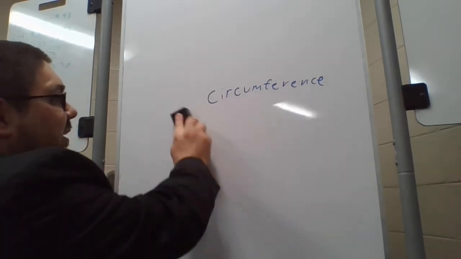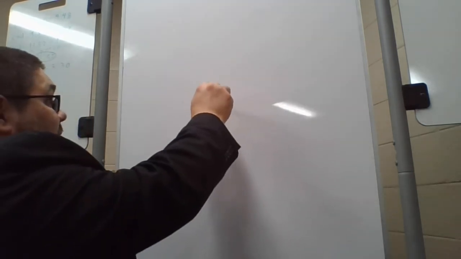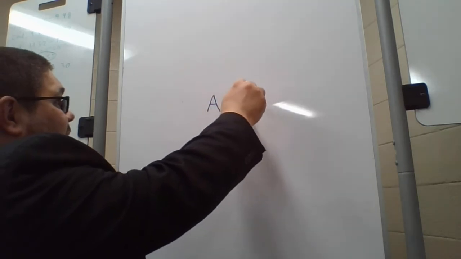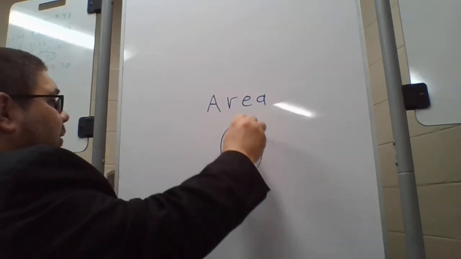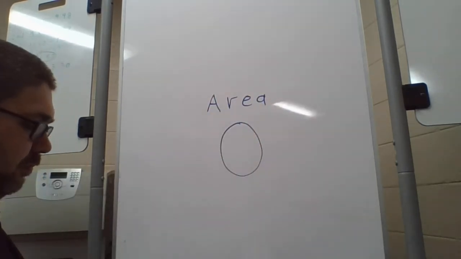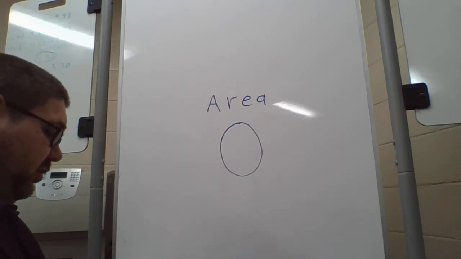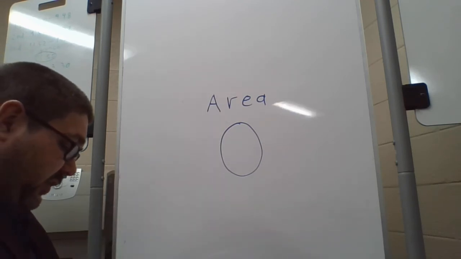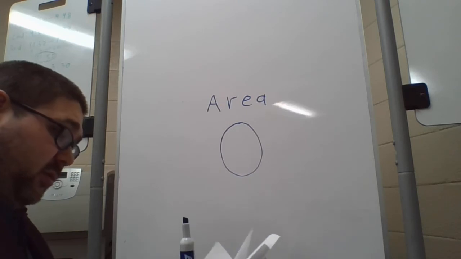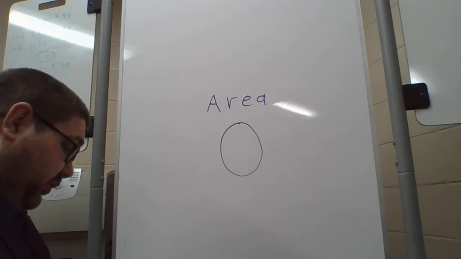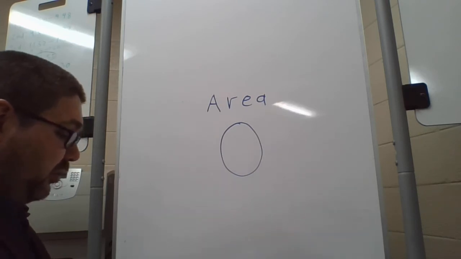Okay, last thing is area. Area of a circle. Let's do another one off of here. Let me make sure I do an area one. Let's do 21.